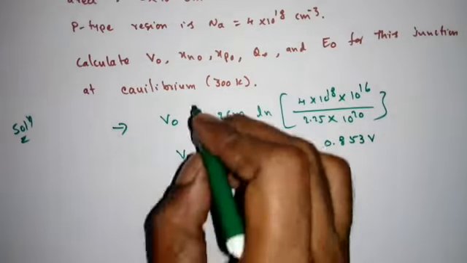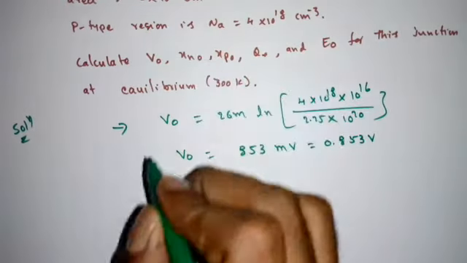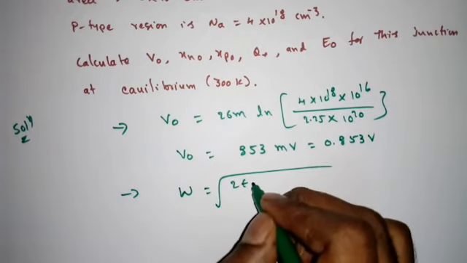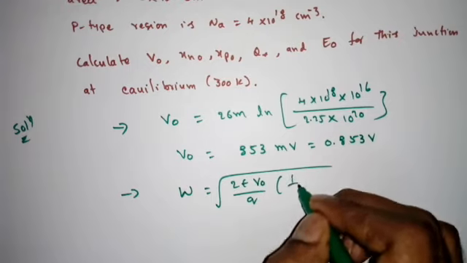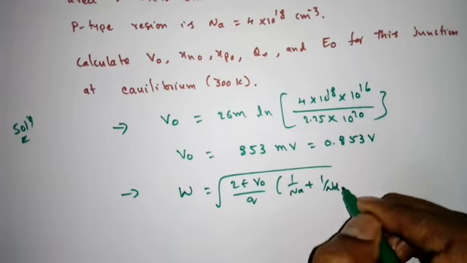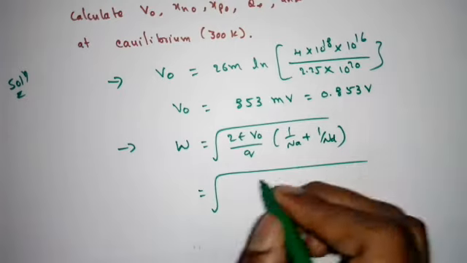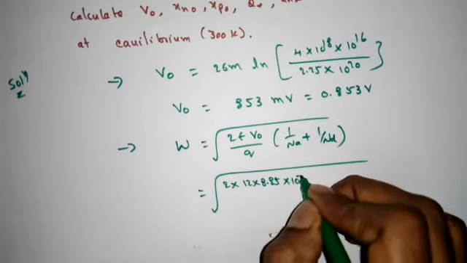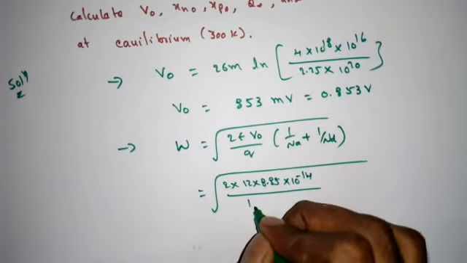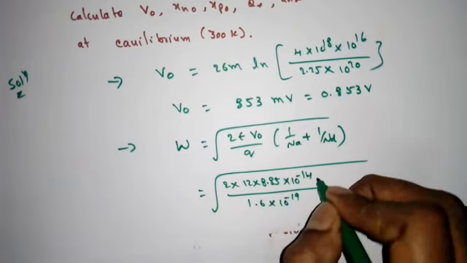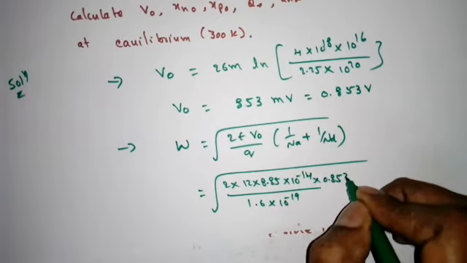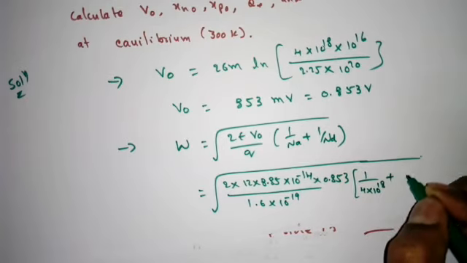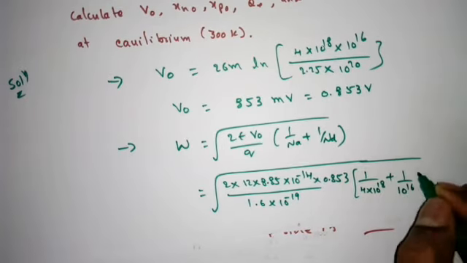Next, what we need to find? Xn naught, Xp naught. To find Xn naught and Xp naught, first we have to find the W, which is square root of 2 epsilon V naught by Q into 1 by Na plus 1 by Nd. So square root of 2 into 12 into 8.85 into 10 to the power minus 14 farad per centimeter by Q 1.6 into 10 to the power minus 19 into V naught 0.853 into 1 by Na, 4 into 10 to the power 18, plus 1 by Nd, 10 to the power 16, right?